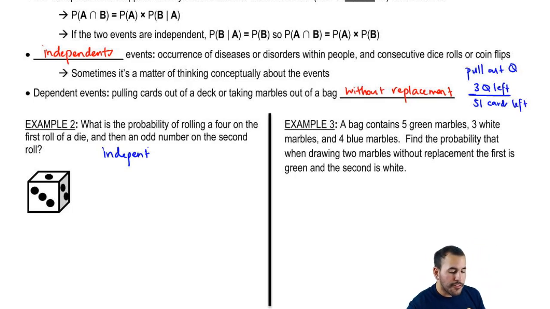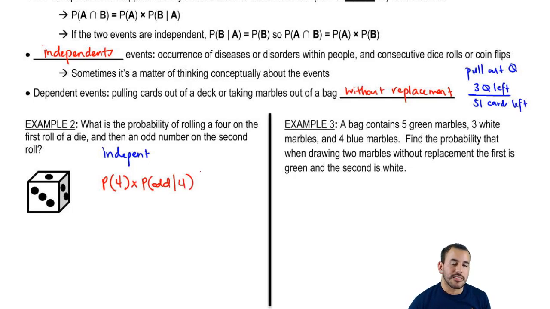So rolling a 4 on the first roll. So the probability of rolling a 4, how many 4s are there? There's just 1, right? How many total numbers are there on a die? Basically the number of faces, there's 6. So that's the probability of rolling the first die. And let's go ahead and actually write it like this: probability of 4, and then times the probability of odd, given that we rolled a 4.